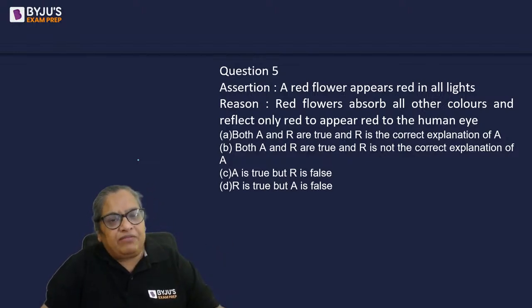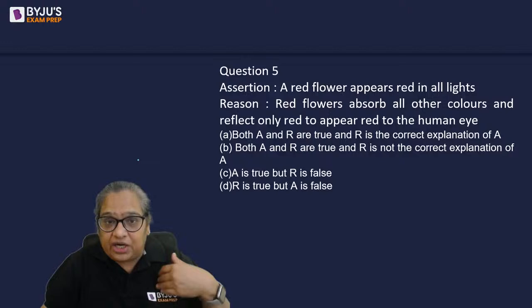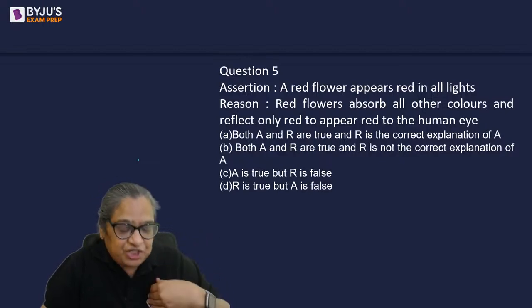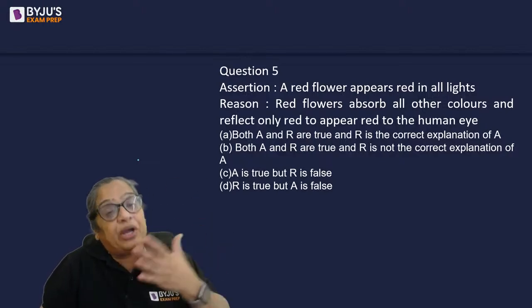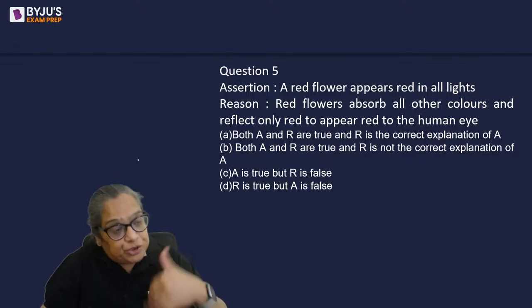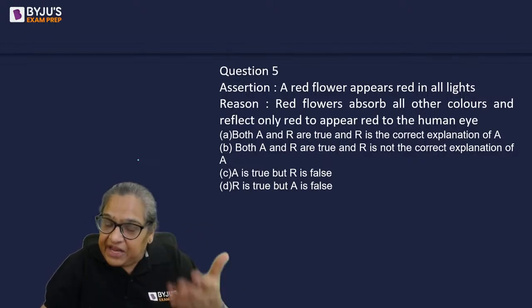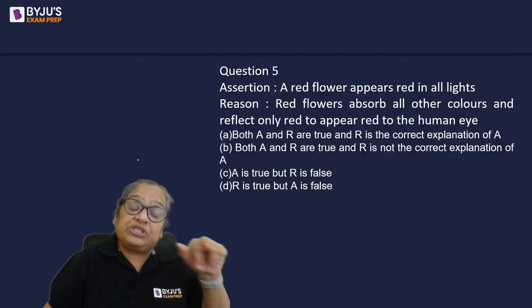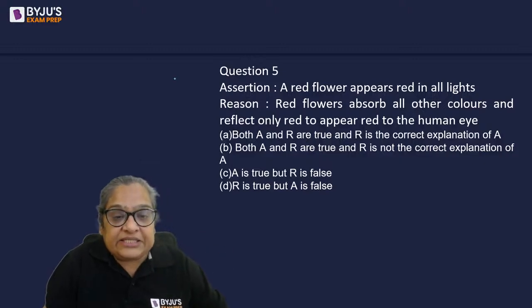It need not be a flower, even if it's a shirt. Okay, if I'm wearing a red shirt, why does it look red to you? Because the color red absorbs all other colors and reflects only red, which is why it looks red to the human eye. Is this correct?